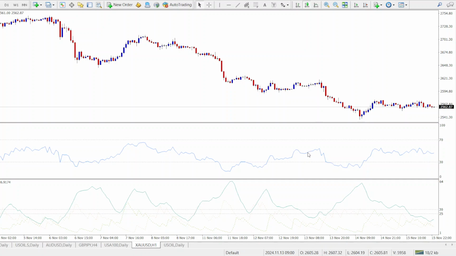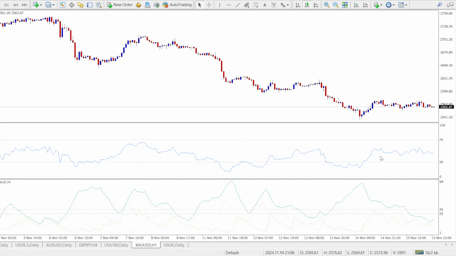So the RSI is a momentum oscillator that moves between 0 and 100. As we can see, the RSI helps us to spot overbought and oversold conditions in the market. When the RSI is above 70, it signals that the market might be overbought. On the other hand, when the RSI is below 30, it indicates an oversold condition. So it is great for identifying potential reversals, but on its own, the RSI might not be enough to give you the full picture.